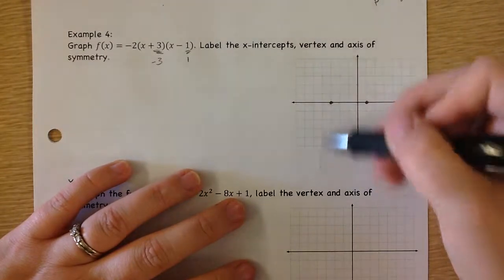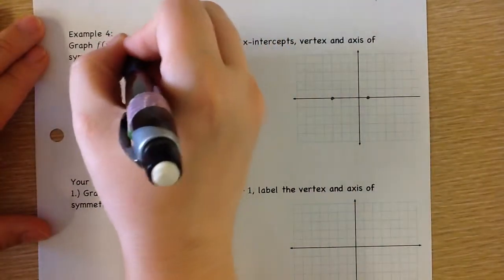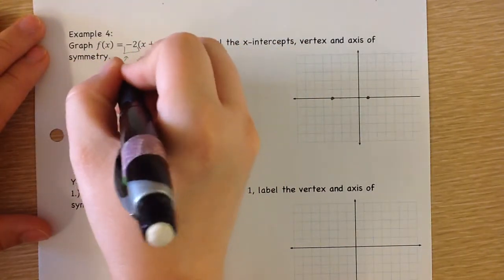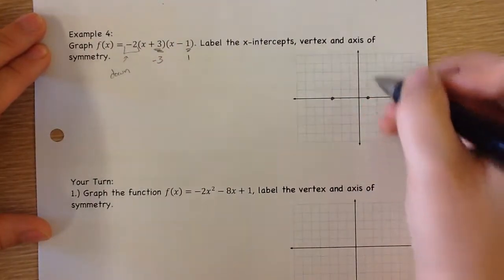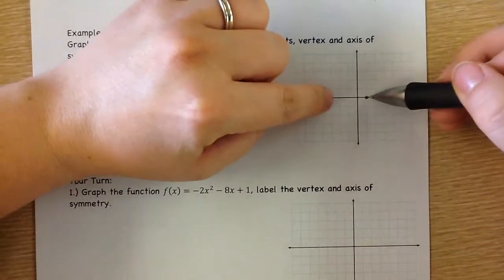So I know my parabola is going to cross there. It's going to look like that or like this. Now let's look at my a here to determine whether it opens up or down. My a is negative, so it's going to open down. So I know it's going to go like this. And my vertex is going to be smack dab in between these two.